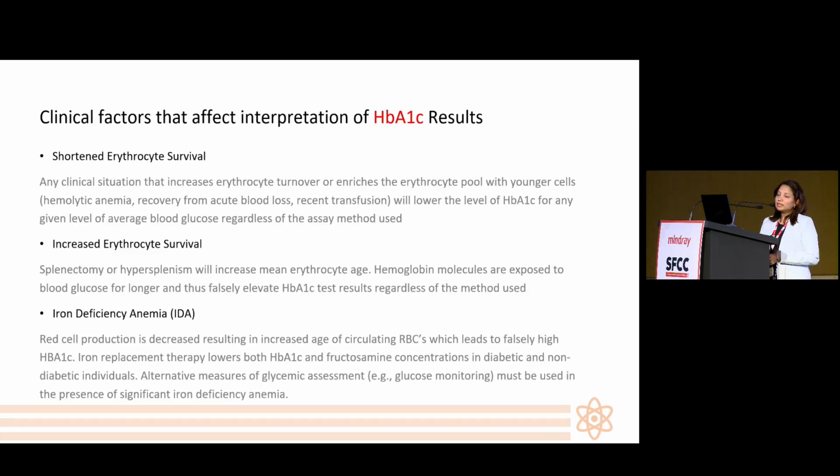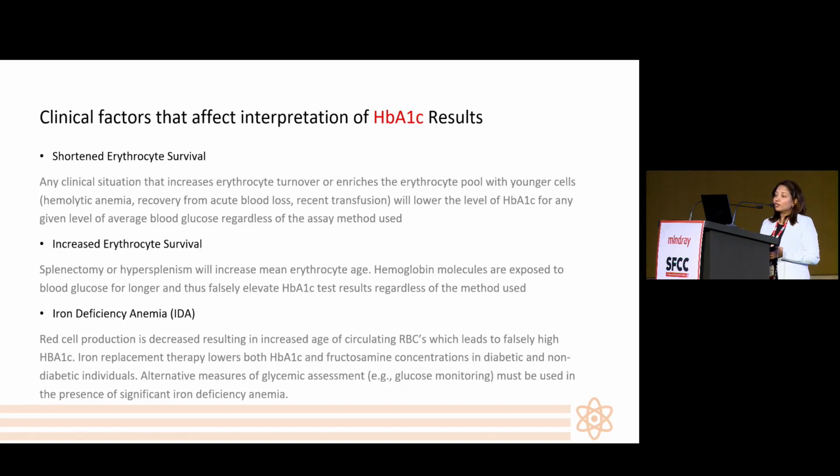Now, next we move to the clinical factors that affect the interpretation of HbA1c results. First is the shortened erythrocyte survival. Any clinical condition that increases the erythrocyte turnover, for example hemolytic anemia, recovery from acute blood loss, or recent transfusion. In this, the erythrocyte pool is enriched with younger cells. This will lead to falsely lowered HbA1c, regardless of the assay method that is used.